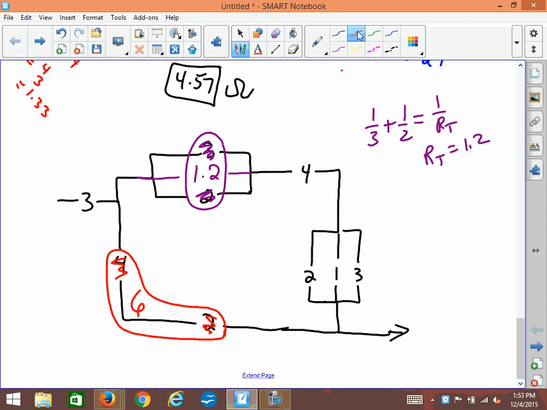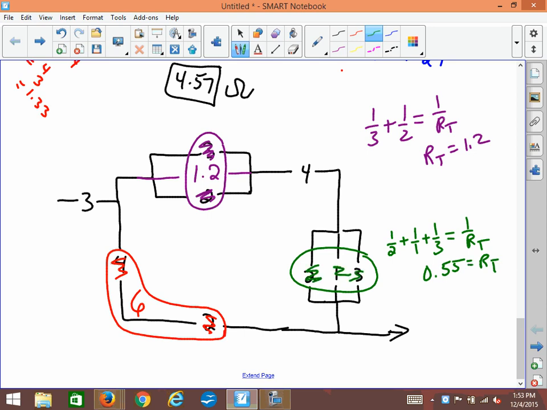Then I can go down here to this section, and I have a parallel section. So I have 1 over 2 plus 1 over 1 plus 1 over 3 equals 1 over the total resistance. So I'll just use my calculator, and I'll go 2, 1 over, plus 1, 1 over, which is just 1, plus 3, 1 over, equals, and then 1 over. And I will get 0.55 for the total resistance, ohms. So I can cross these guys out and just write in here, anywhere, 0.55 for this section through here.